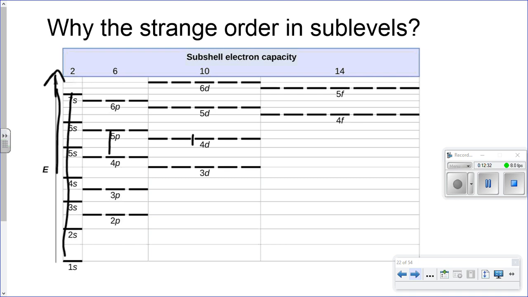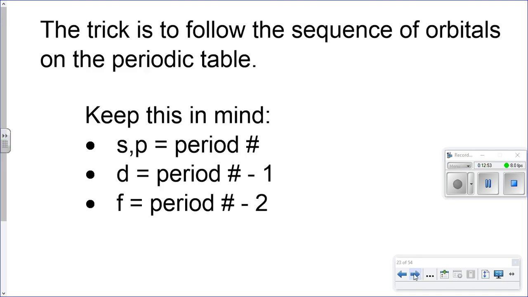Okay, so 1s is first, 2s, 2p, 3s, 3p. Then you expect d, but d has a higher energy than s. So s actually comes before. And this is because there's overlapping, and I'll explain more of that in class. But again, the overlapping is the tough part. Once you get the hang of it and you understand the rules, and these are the rules: s and p are equal to the period number, d is equal to the period number minus 1, and f is the period number minus 2. Once you keep those in mind, it actually makes it quite easier.